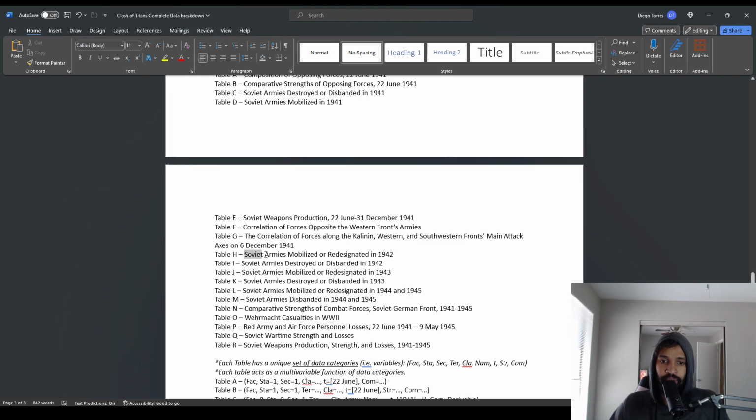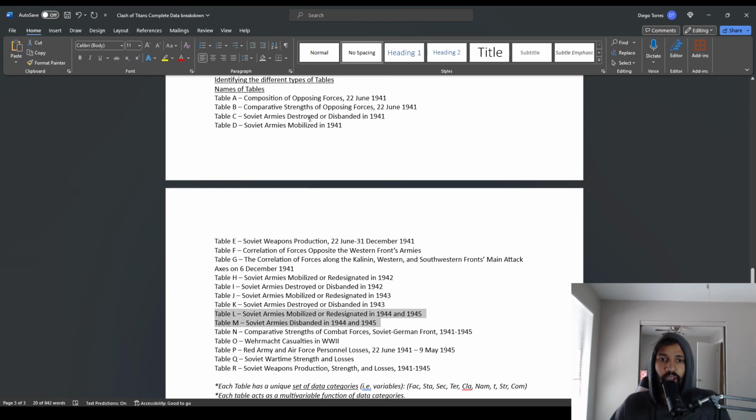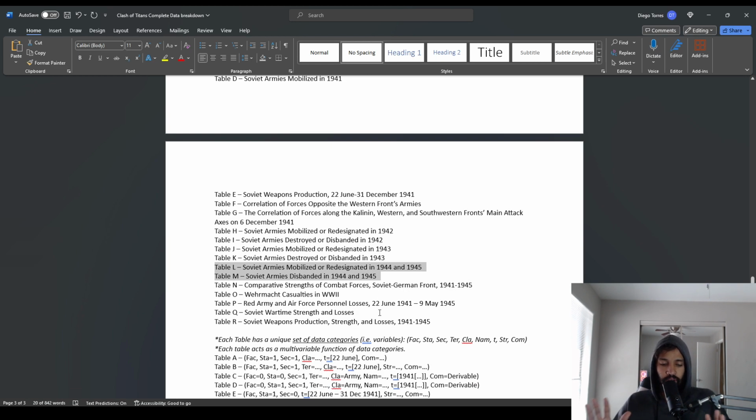You have this theme of Soviet armies being mobilized and redesignated, and then followed by Soviet armies that were destroyed or disbanded. This was for 1942, but then you have the same thing for 1943, again, mobilized or disbanded, or basically units that were alive, units that were dead. Same thing for 1944 and 45. You kind of seem to combine those 2 years. And then you also had that for 1941. So basically he's broken it up into like a year-by-year basis.